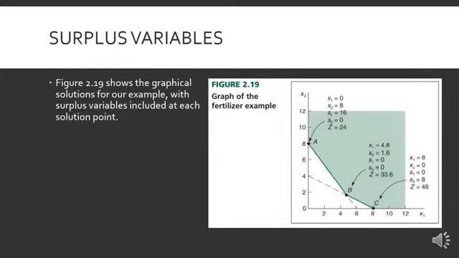So figure 2.19 shows the graphical solutions for our example with surplus variables included at each solution point. Okay, so nandyan yung point A, point B, point C. Nakasulat dyan yung mga x sub 1, x sub 2, s sub 1, s sub 2 ng bawat tinatawag nating points. Therefore, point A is yung tinatawag nating optimal solution.